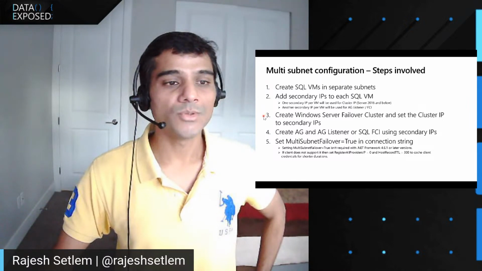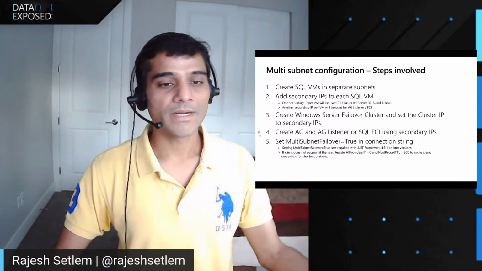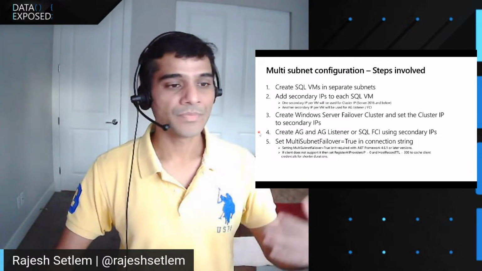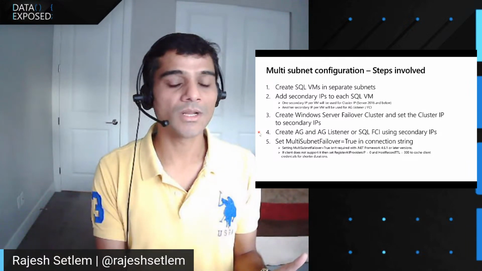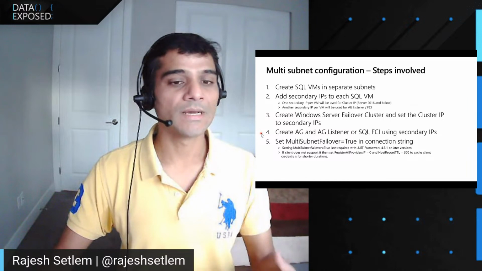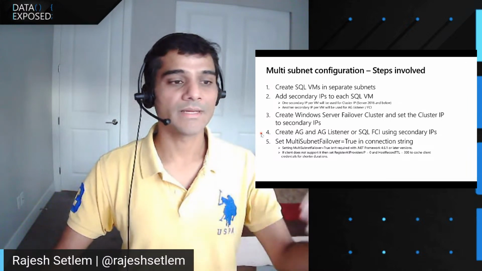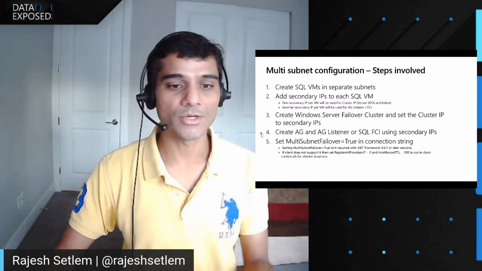Once you do that, then you start creating your Windows cluster. You set the cluster IP. Then you start creating your listener and SQL FCI. And all of this will naturally flow because you don't have to deal with any load balancer at all. The setup already knows that, hey, you're dealing with multi-subnet configuration. AG listener automatically detects that, hey, I'm dealing with 2 VMs which are in multi-subnet, and there you go. You get everything right out of the box.